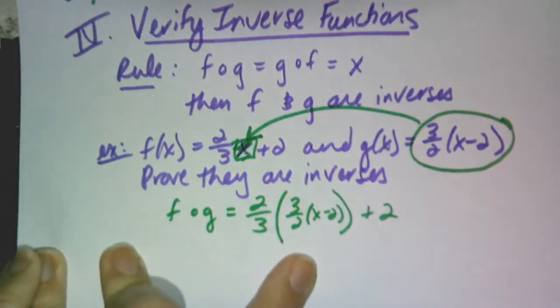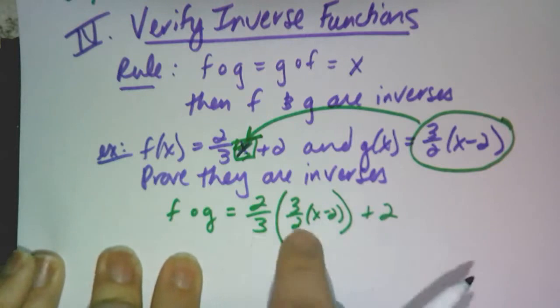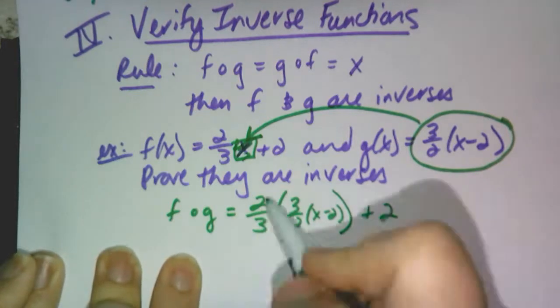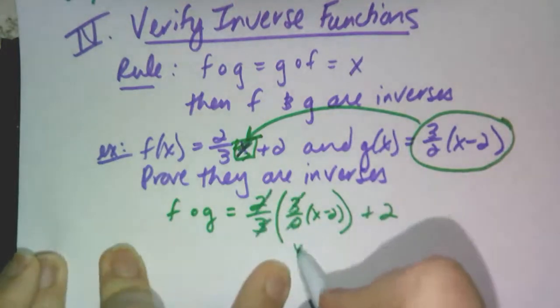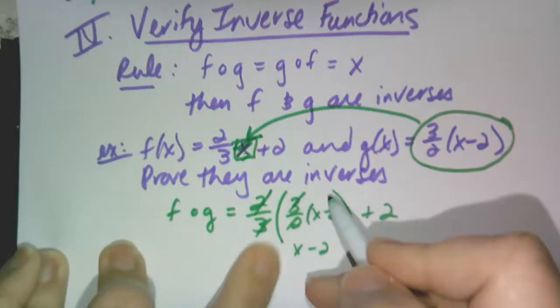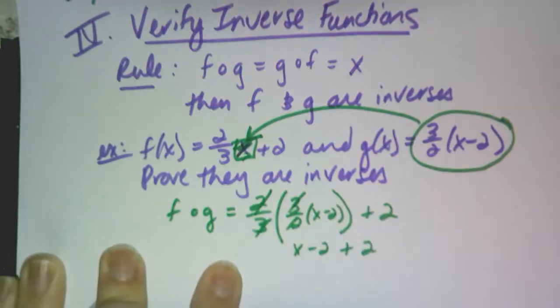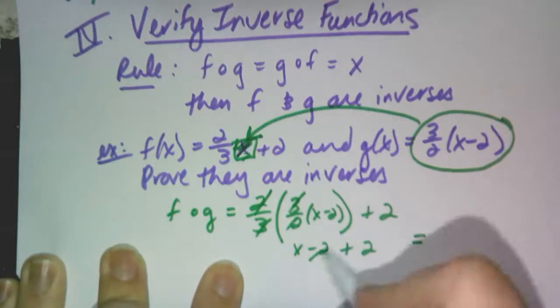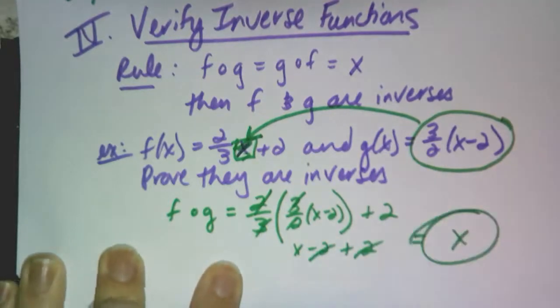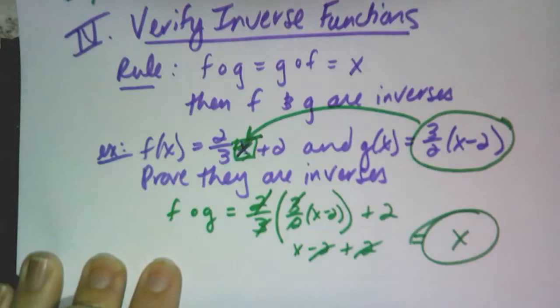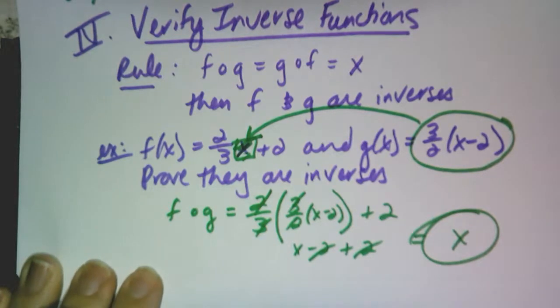And then do a little algebra. What's 2/3 times 3/2? What does that cancel out to be? 1. So I'm left with x minus 2 in a double set of parentheses, but do those parentheses really matter? No. Add 2. What do you get? x. You just proved they're inverses. Done. But what about g of f? It will be the same. You can do f of g or g of f. You'll get the same result, as long as you get out x.